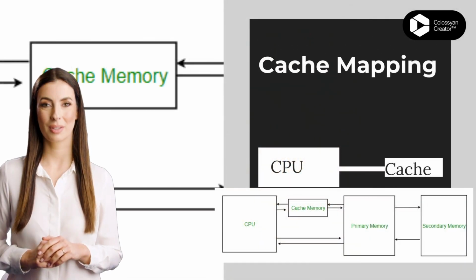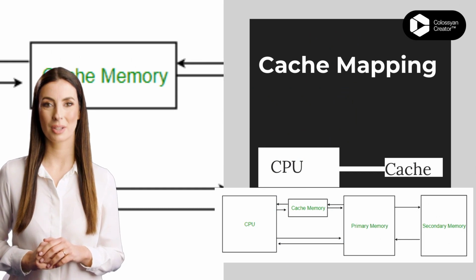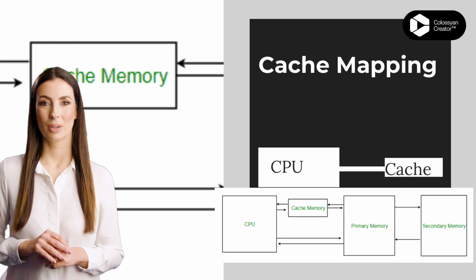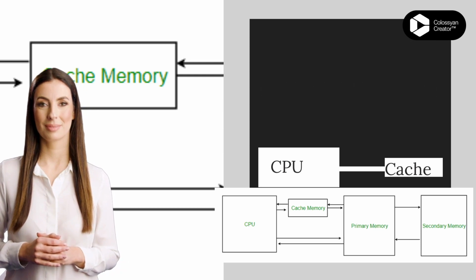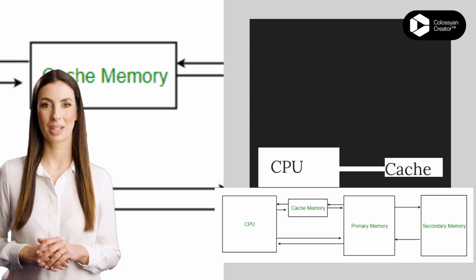Let's discuss first what is cache mapping. In computer organization, the CPU is directly connected to cache, and the cache is directly connected to RAM. And RAM is connected to hard disk as shown in figure. All data is stored in hard disk.